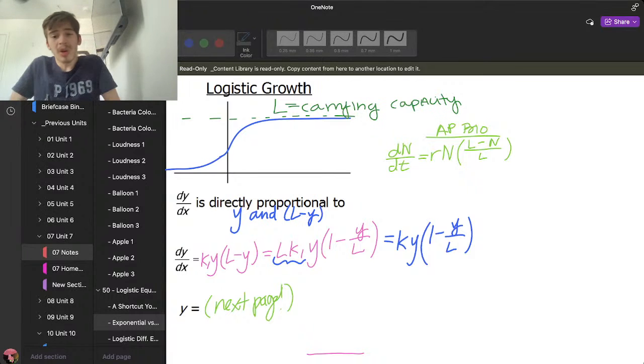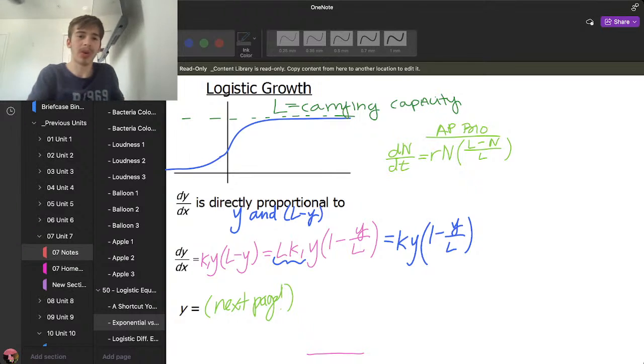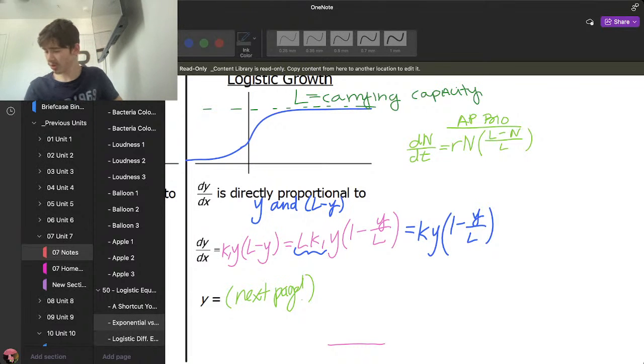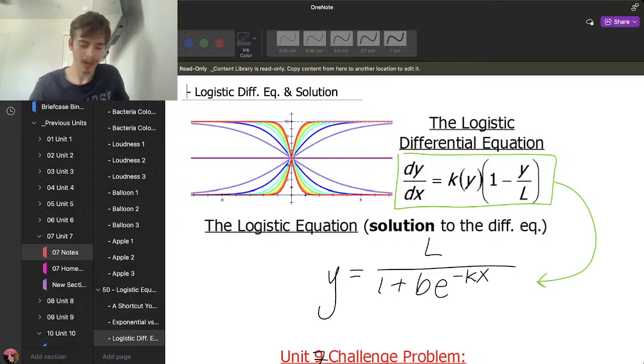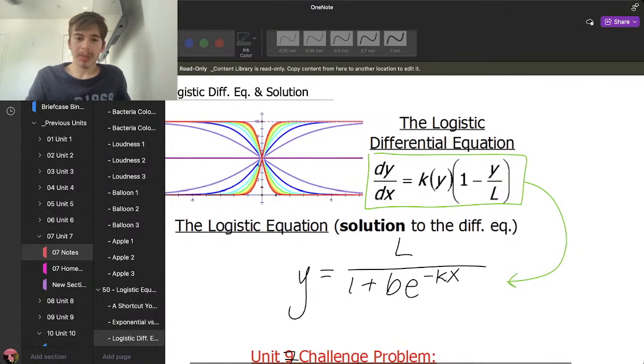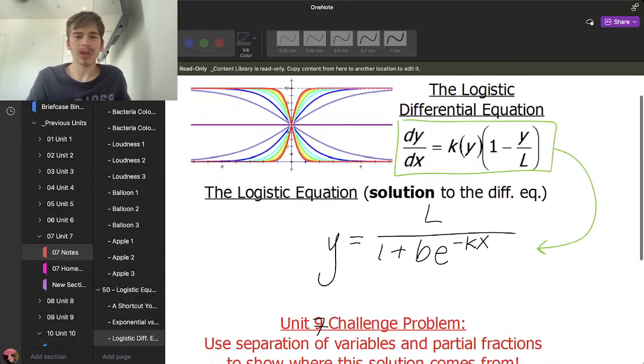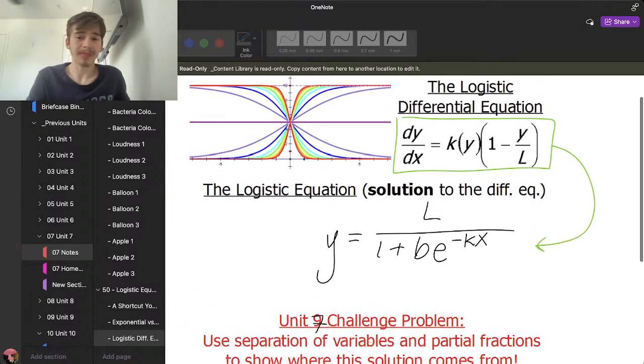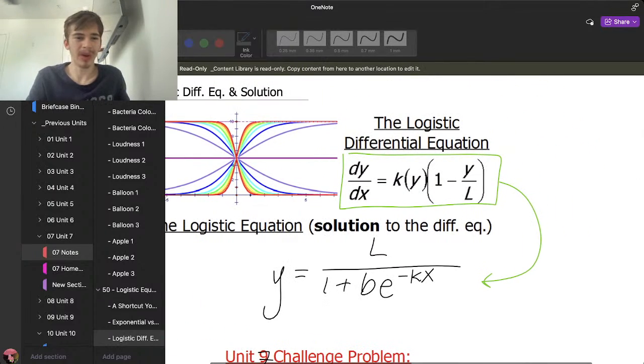Okay. You can rearrange it and have it ky times 1 minus y over L. L is your carrying capacity, which is the top asymptote of your logistic. If you want to solve for it, I wouldn't recommend actually solving it on the exam day, but you would get y equals L divided by 1 plus b e to negative kx. Your k is the same. B is another constant. K is a constant, b is another constant, and that's how you would rearrange it.